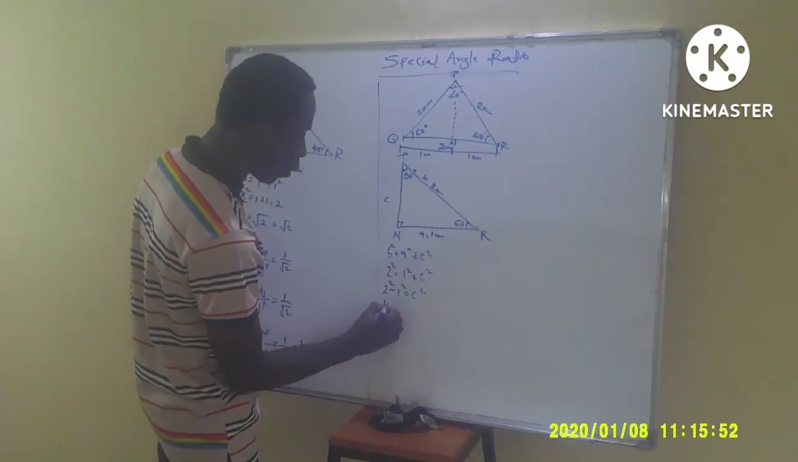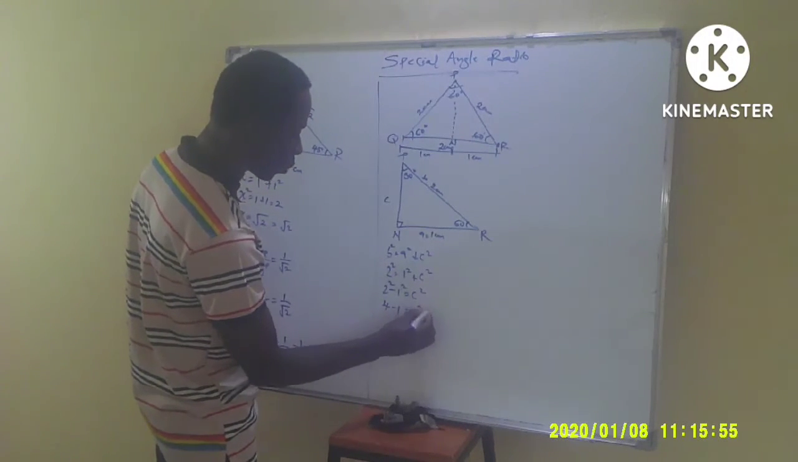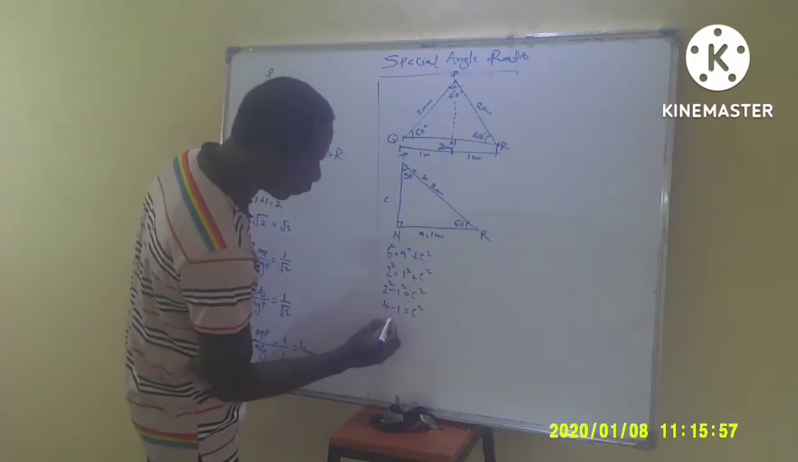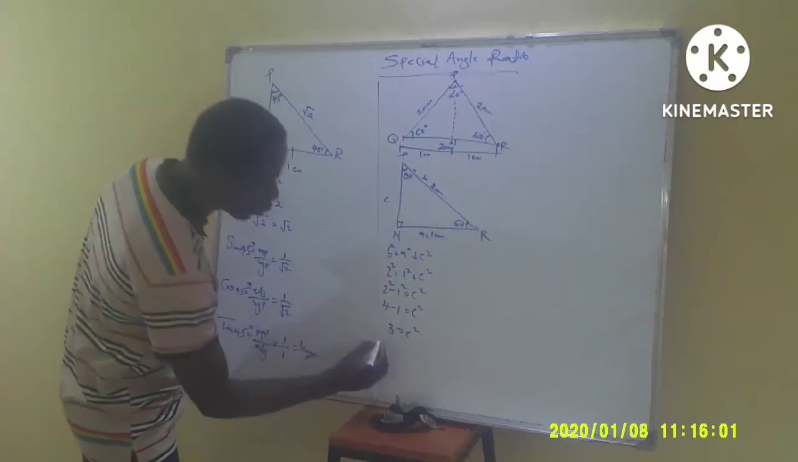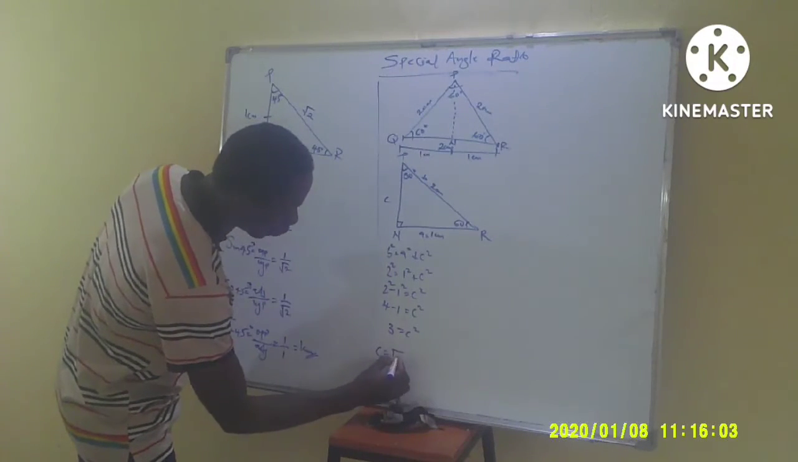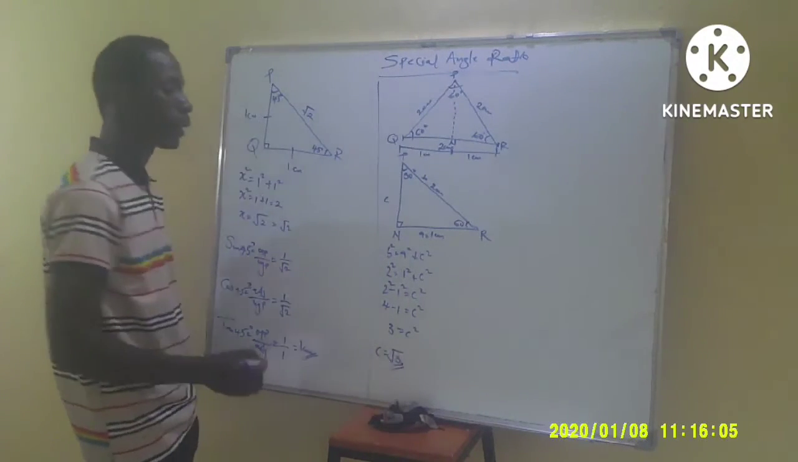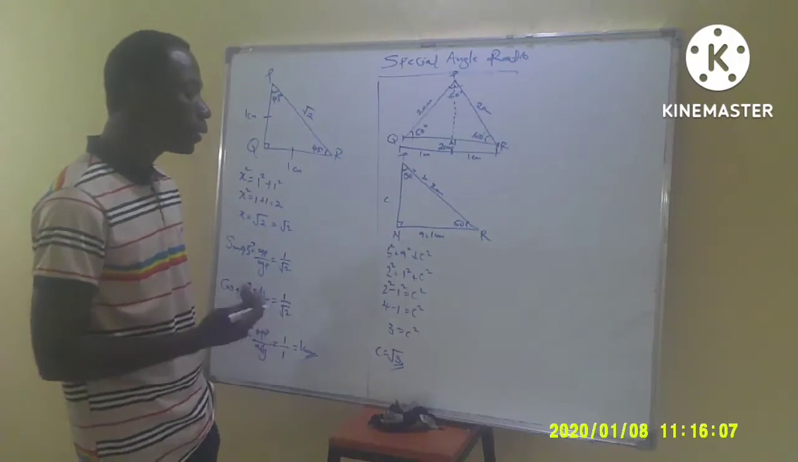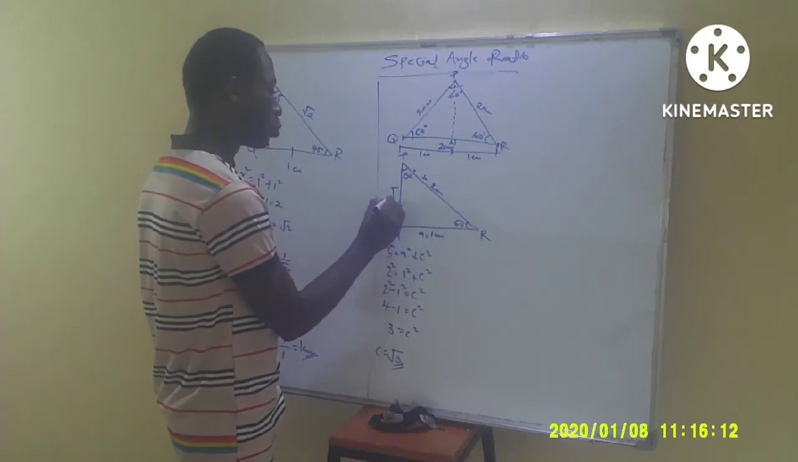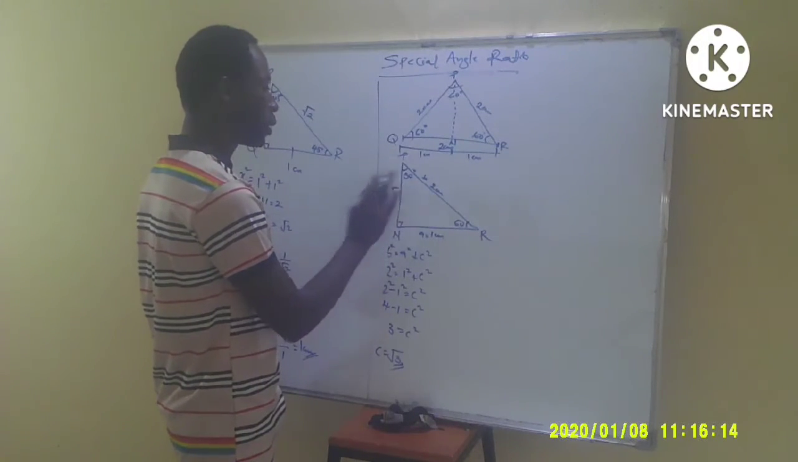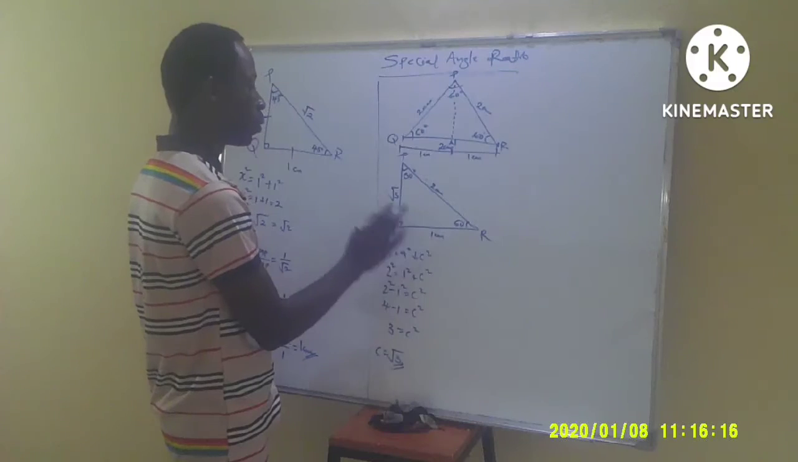So it will be 4 minus 1 is equal to c squared. So 4 minus 1 gives us what? 3 is equal to c squared. So take the square root of both sides. So c is going to be the square root of 3. Just leave it at that point. So the next thing we are going to do now is, that means PN is root 3. So let me take it away, root 3. So PN is root 3.